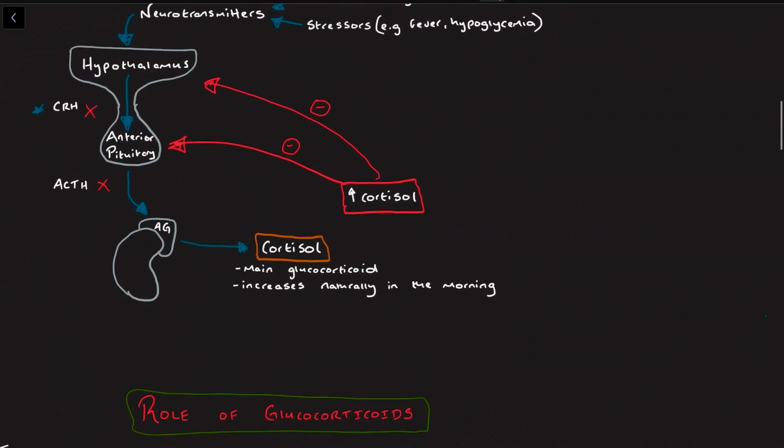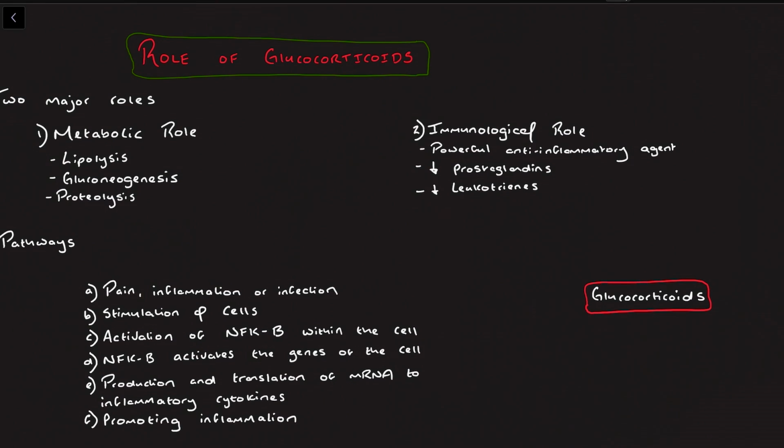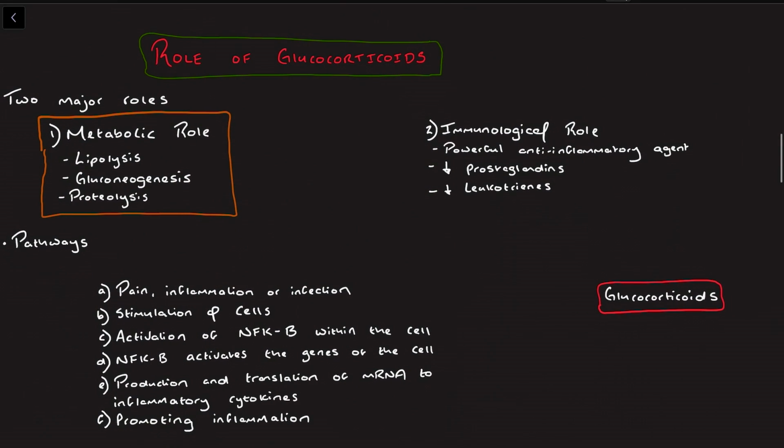The two major roles of glucocorticoids are metabolic and immunological. So, in the metabolic role, cortisol serves to increase and maintain the normal concentrations of glucose in the blood. This is usually when a person's in a fasted state. Some metabolic effects include fat breakdown, gluconeogenesis, and proteolysis. In terms of its immunological role, it's classed as a powerful anti-inflammatory agent. This is because it reduces the release of inflammatory mediators such as prostaglandins and leukotrienes.